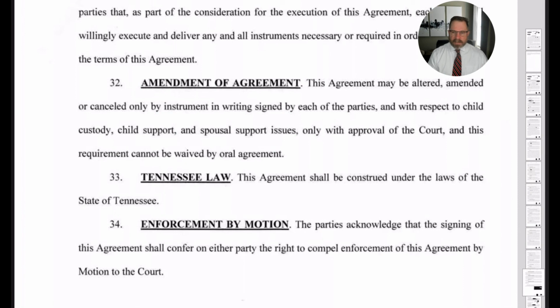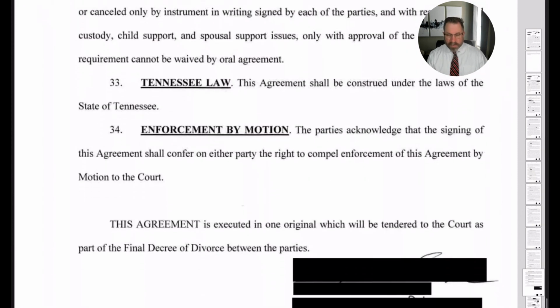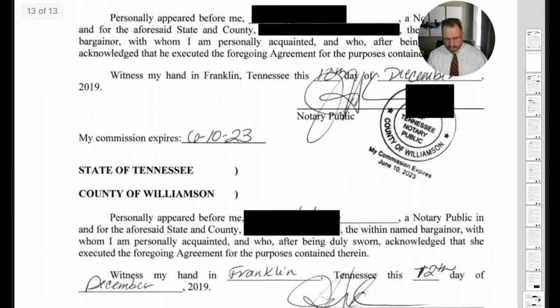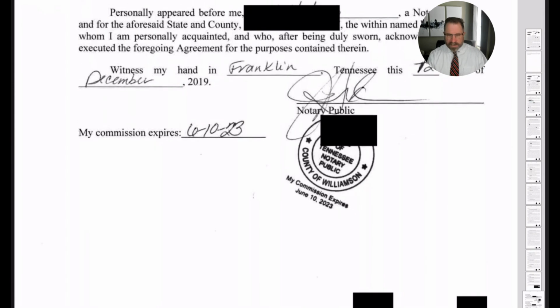Paragraph 33, obviously in Tennessee, if we're getting you divorced in Tennessee, we're going to agree that Tennessee law applies. Paragraph 34, if you end up having to enforce this agreement by going back to court to say, hey, judge, they haven't done what they were supposed to do, you can do that by motion. So that kind of creates a little bit of a shortcut for you. And then you see the signature provisions here with the notary public and all the formalities attached.